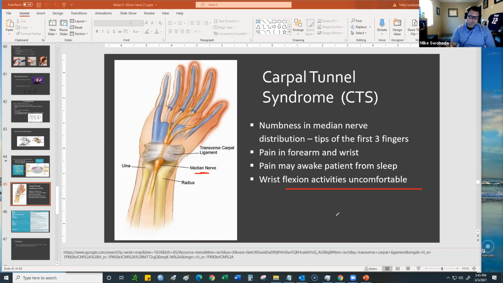Now, where you're going to see this is primarily in overuse situations. There's really 2 professional areas where you're going to see carpal tunnel syndrome much more than others. Where do you think those are? So what jobs put you at the highest risk?